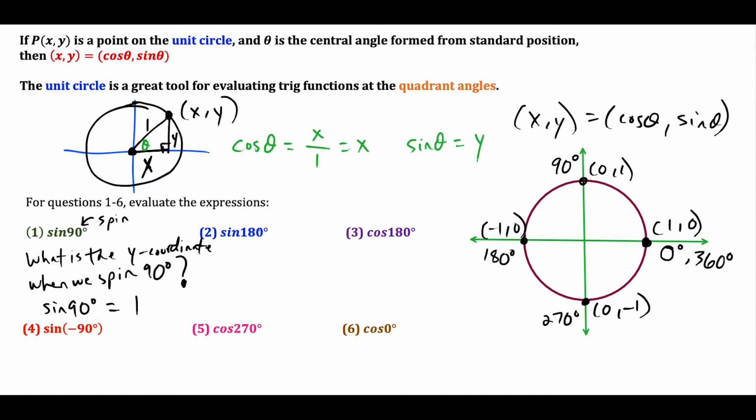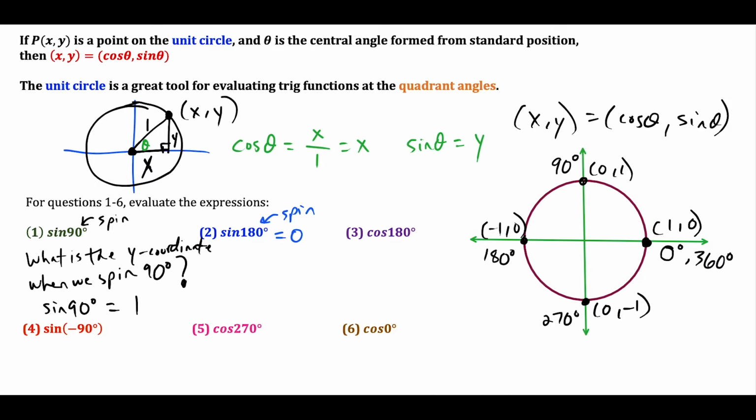But now sine of 180: first thing I do is spin 180 degrees from standard position. So I'm going to spin to the point negative 1, 0. And now the fact that I'm looking for sine of 180 tells me to look for the y value. What is the y value when we spin 180 degrees on the unit circle? The y value is 0. So question 2, the solution is going to be 0.